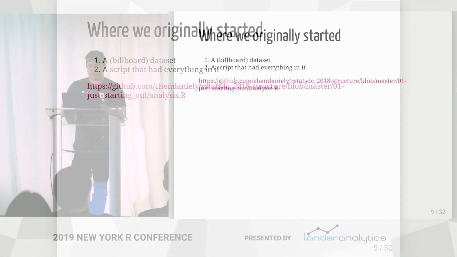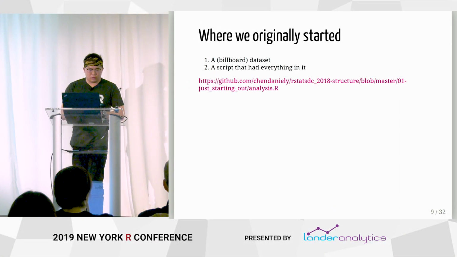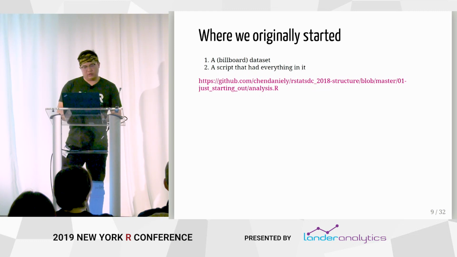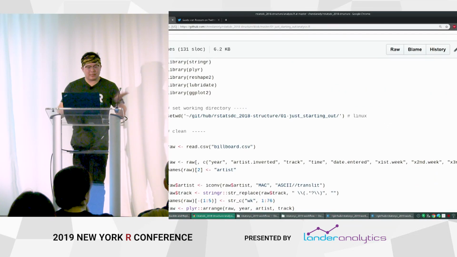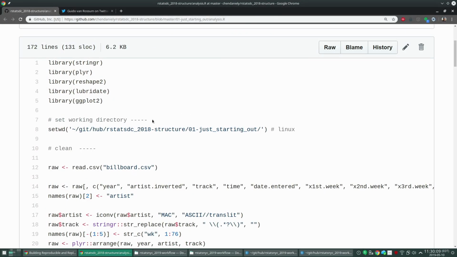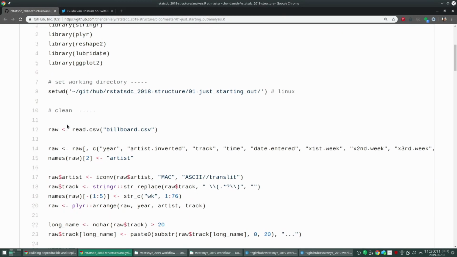So where did we originally start? There was a billboard data set and a script that had everything in it. So hopefully this works. This is the example script that I had, right? I'm setting a working directory. Don't do this.